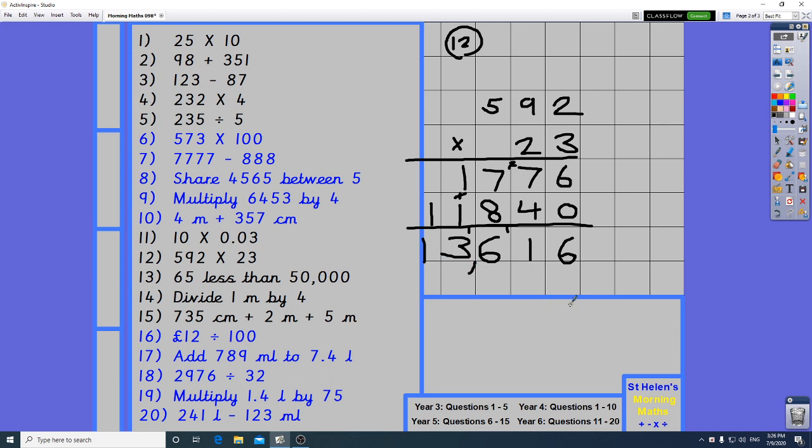I'm getting 13,616. Check my addition. Got a funny feeling about this, so I'm just going to check everything. Should do that anyway. Okay, I'm happy enough with that. 13,616. And we're on question 13.